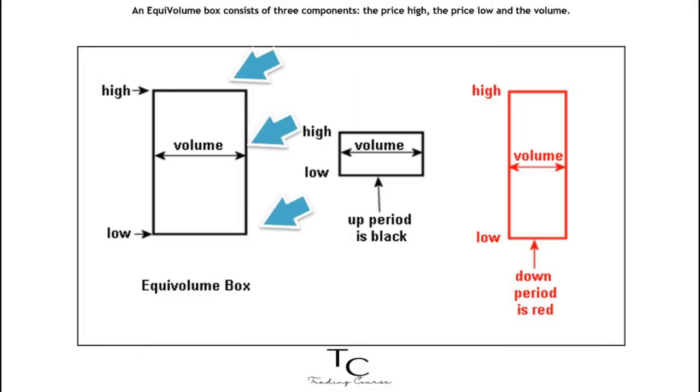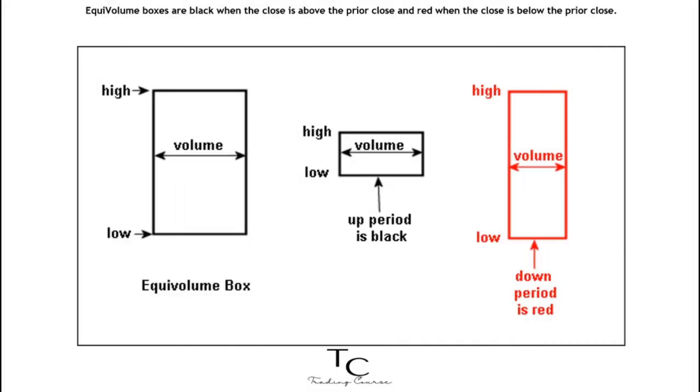Calculation. An EquiVolume box consists of three components: the price high, the price low, and the volume. The price high forms the upper boundary. The price low forms the lower boundary, and volume dictates the width. EquiVolume boxes are black when the close is above the prior close and red when the close is below the prior close.